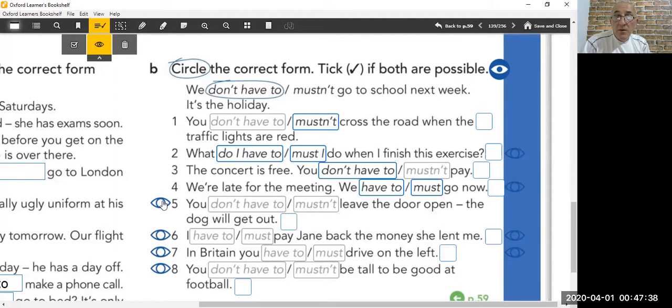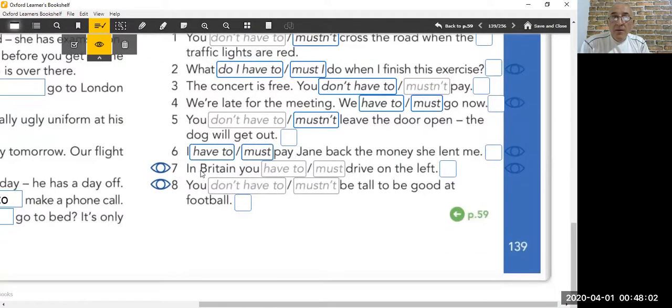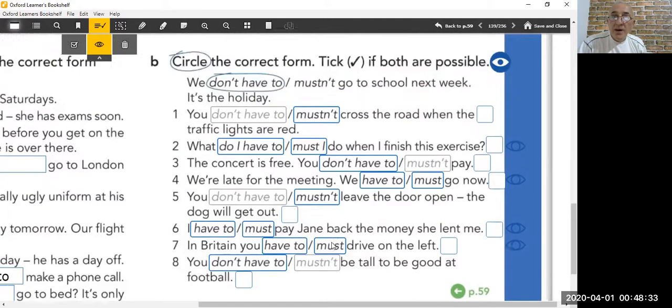So, okay, mustn't. It's okay. I must pay Jane back the money she lent me. What's your guess? Both are okay. And in Britain, you have to drive on the left. Again, both are rules. You don't have to, you mustn't be told to be good at football. All right, there are lots of popular footballers who are short but still very good. So I think only one is correct. Okay.